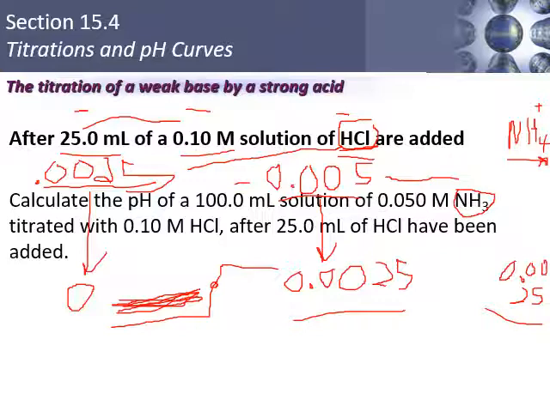So we're halfway to the equivalence point, and so when we do, for example, the HH equation, we would say pH is pKa plus the log of this over this. But since these two numbers are the same, when you divide one by the other, you get 1, and the log of 1 is 0. So you end up with pH equals pKa. So why don't we write that?